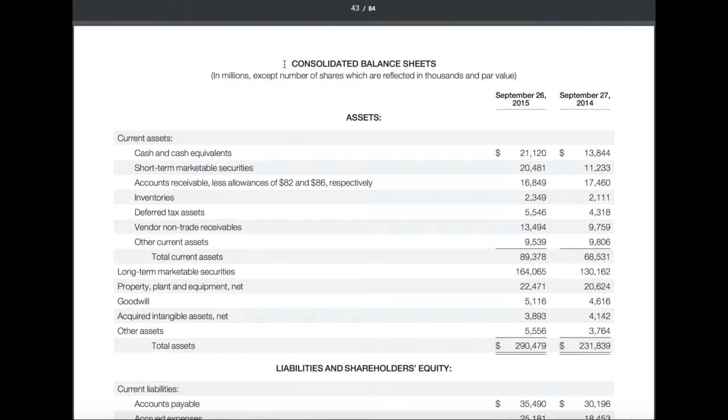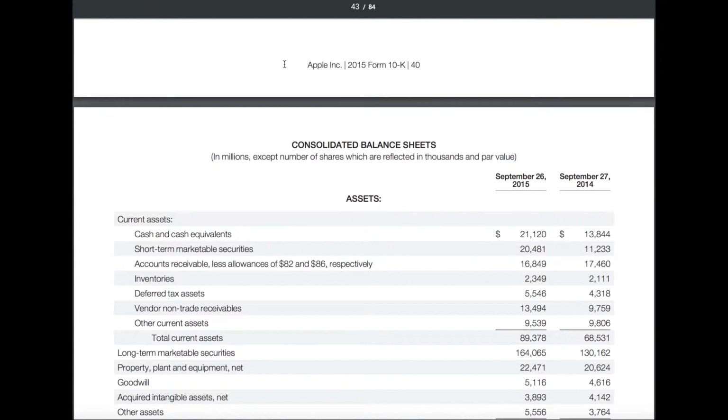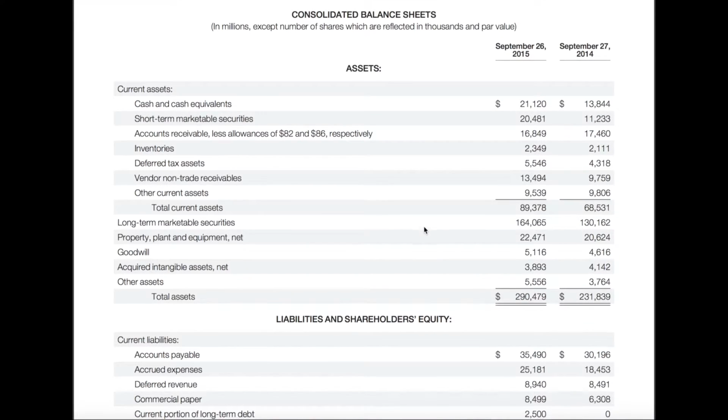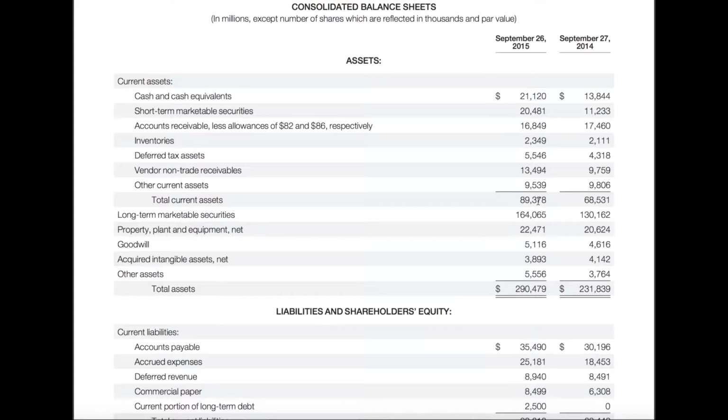So this is Apple's balance sheet, a snapshot of their finances from September 26, 2015. It's important to know that all dollar amounts are expressed in millions. So we have things like current assets and all the things we talked about before. And the total assets sum to 290,479 million, or 290 billion.